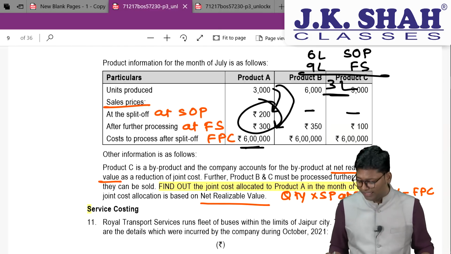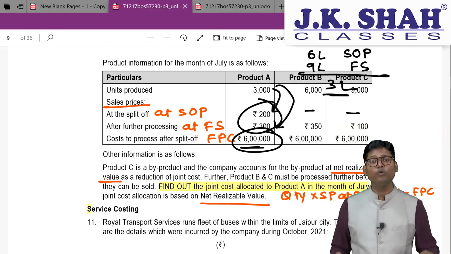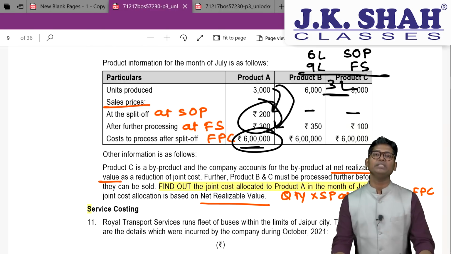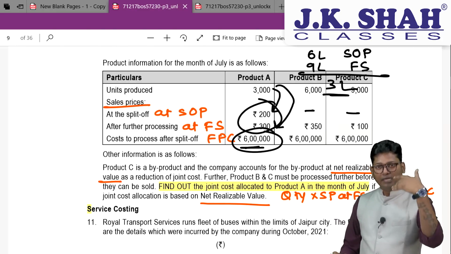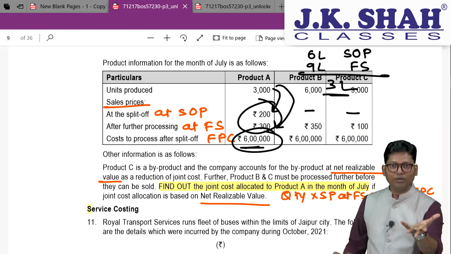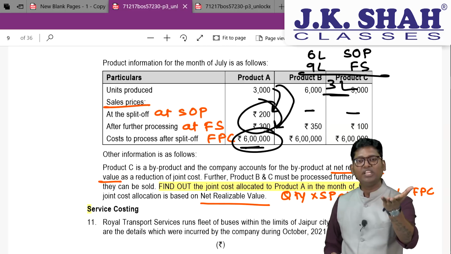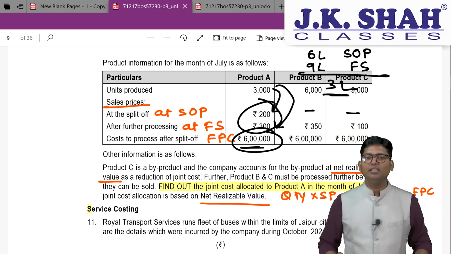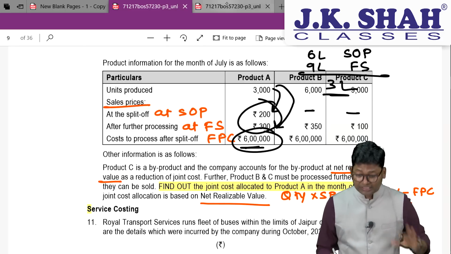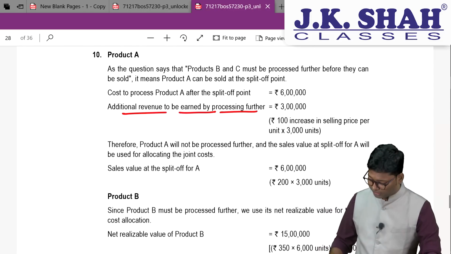But for generating this revenue, you have to incur a cost of 6 lakhs rupees, correct? So for earning 3 lakhs, if you are incurring 6 lakhs as further processing cost, boss, you are into a loss. You are making a huge loss of 3 lakhs rupees here. This product should not be further processed, is my interpretation. Let's check what has been given here.